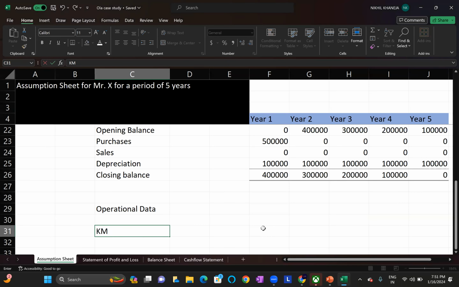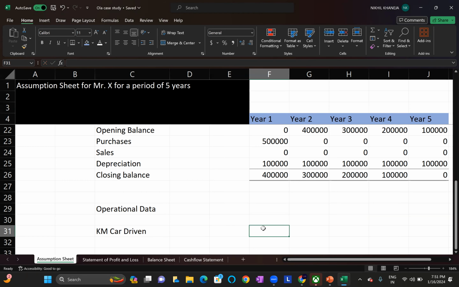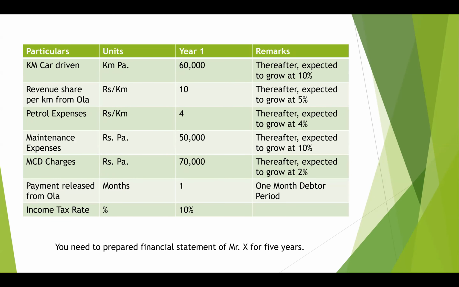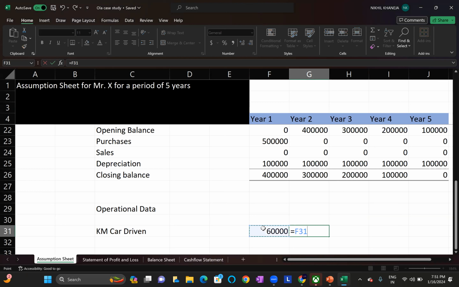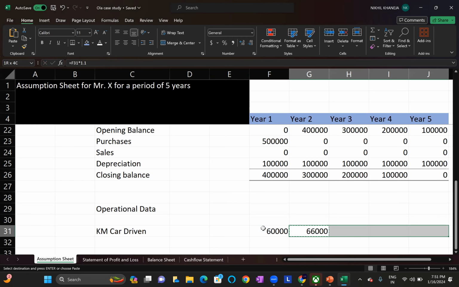Kilometers car driven: 60,000 for year one. It is expected to grow at the rate of 10%. Equal to this multiply 1.1, where 1 is for 60,000 and 0.1 for 10% growth. Control C, shift right arrow, enter.